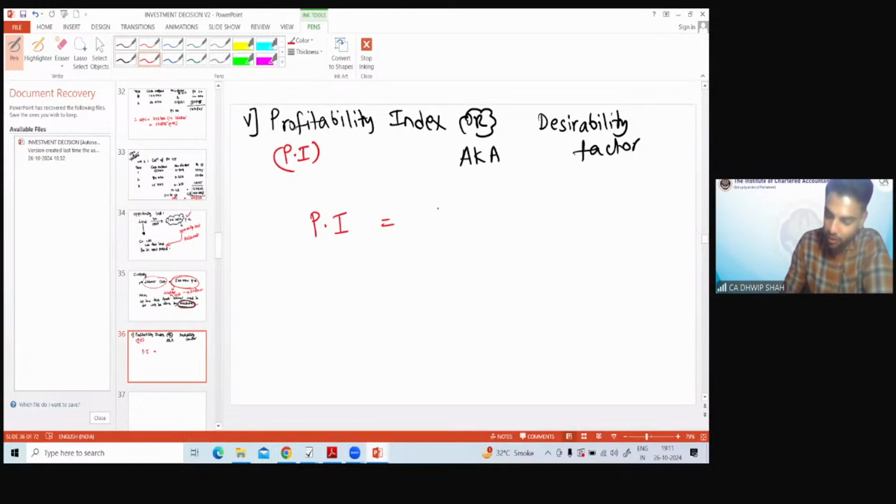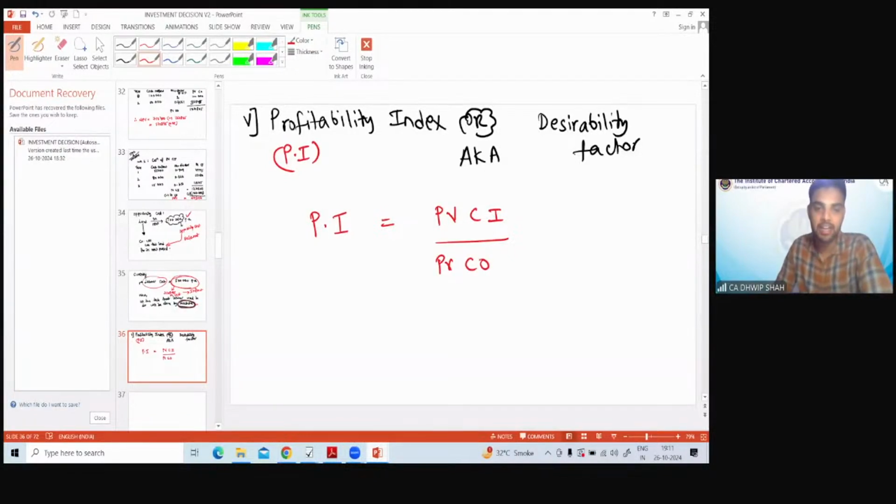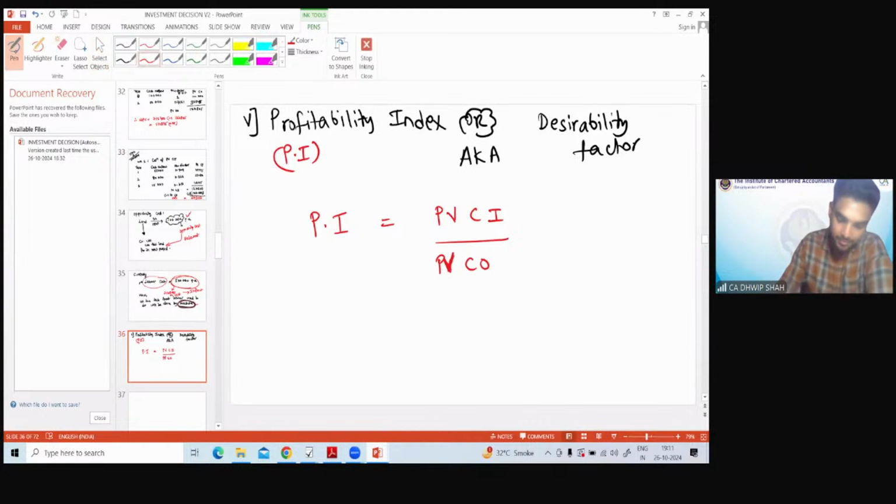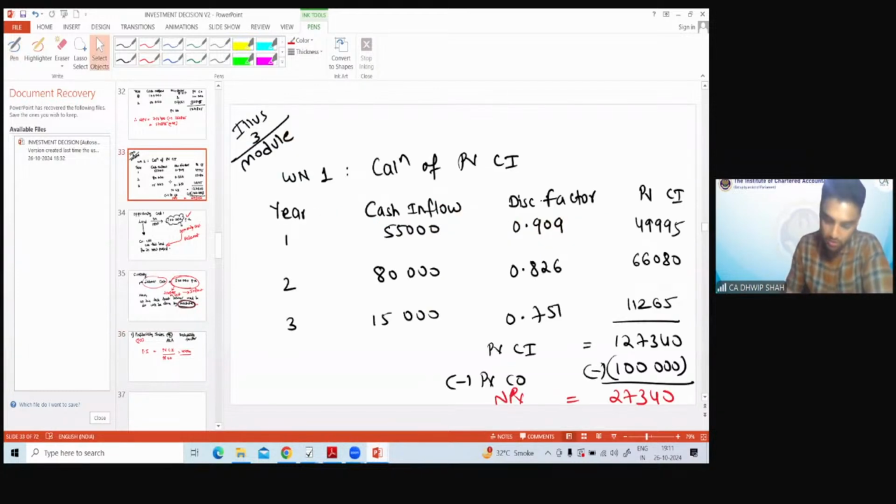The formula is very simple. PI की formula is nothing but PVCI divided by PVCO. NPV technique का formula was PVCI less PVCO. PI का formula is PVCI divided by PVCO. Now what does this mean? Let's calculate the profitability index of this illustration. ठीक है? My PVCI was 127,340, and my PVCO in that same illustration was 1 lakh.